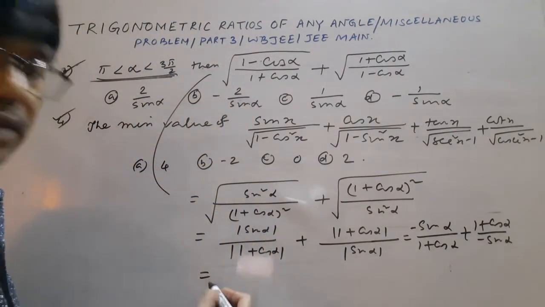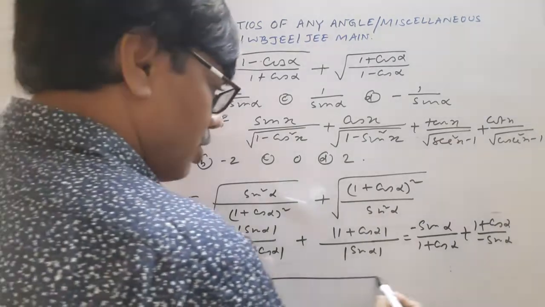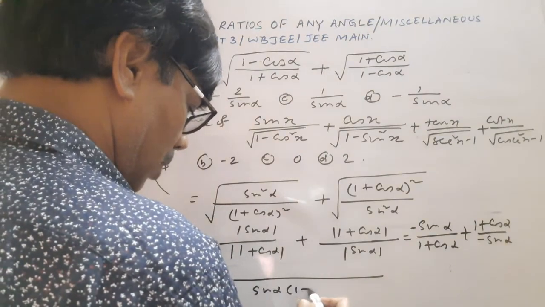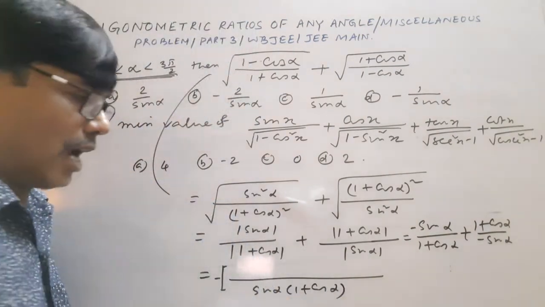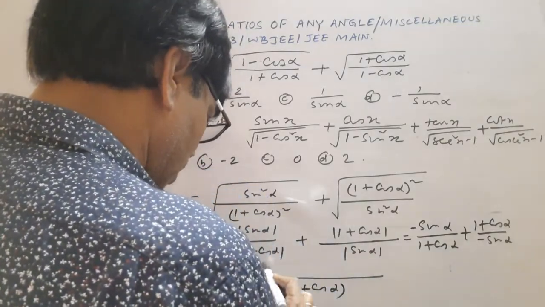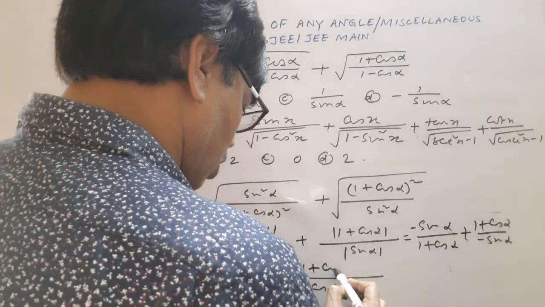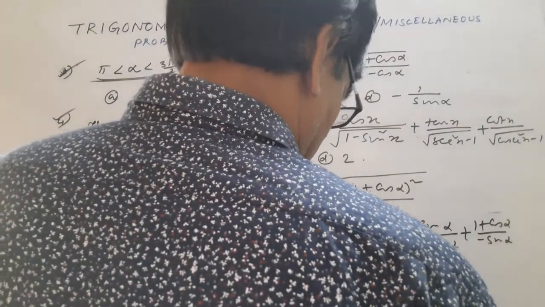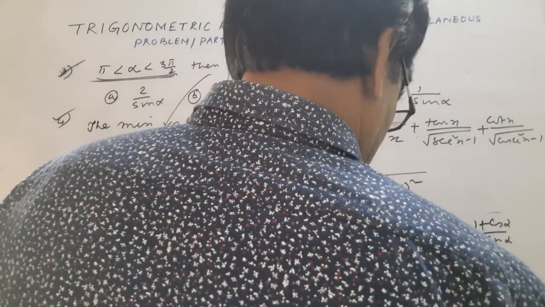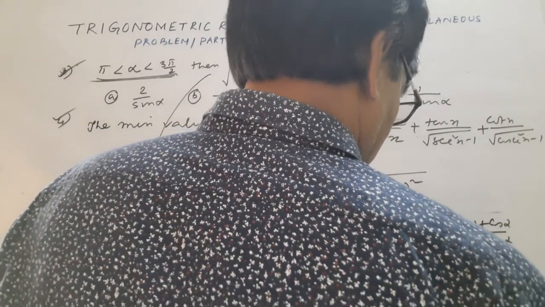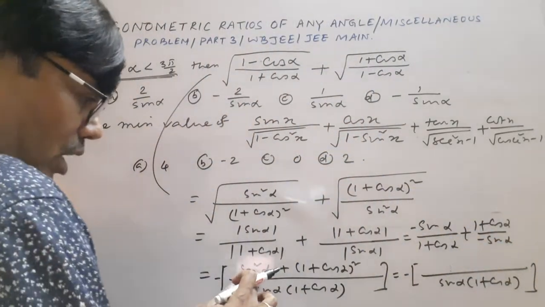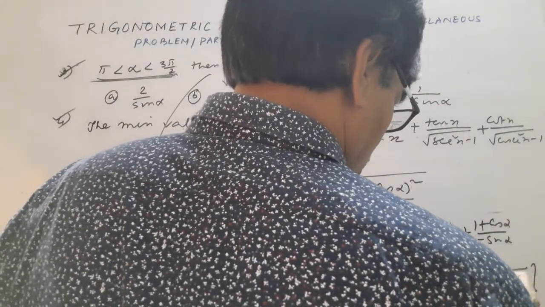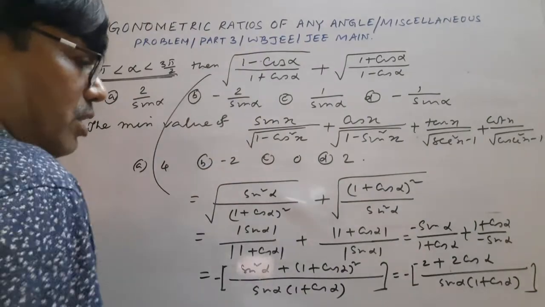So, look. The LCM is, minus outside, sin alpha into 1 plus cos alpha. And this is sin square alpha and this is 1 plus cos alpha whole square, because minus is common. So if we simplify this one, this is sin alpha into 1 plus cos alpha unchanged. Now, sin square alpha plus cos square alpha is 1. This is 1 plus 1, this is 2 plus 2 cos alpha.